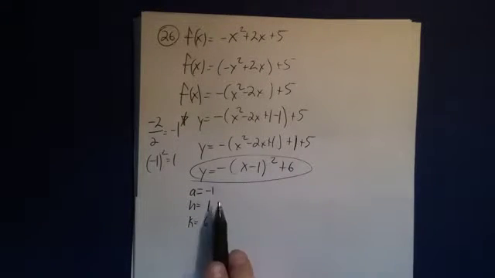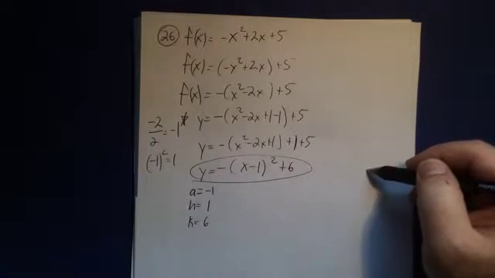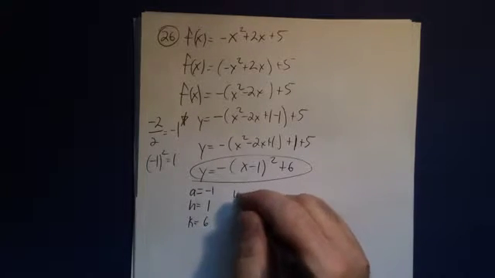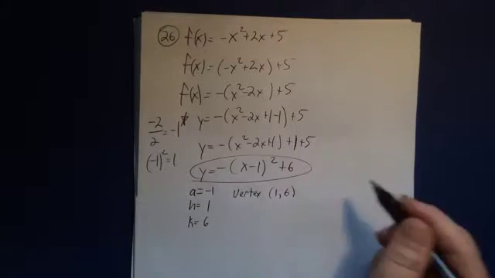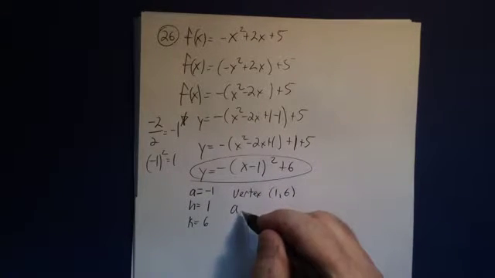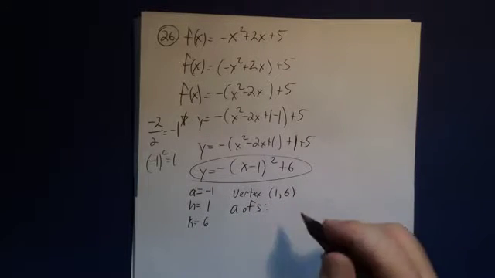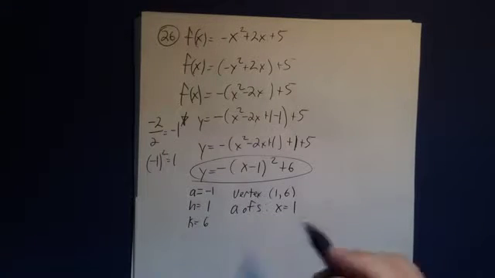So given these values, since A is negative 1, this is going to be a parabola shaped something like this, like a frown. So it's going to have a maximum value. But we know that the vertex is going to be 1 and 6. We know that the axis of symmetry, I'm just abbreviating here, is x equals 1. I get that from the x value of the vertex.